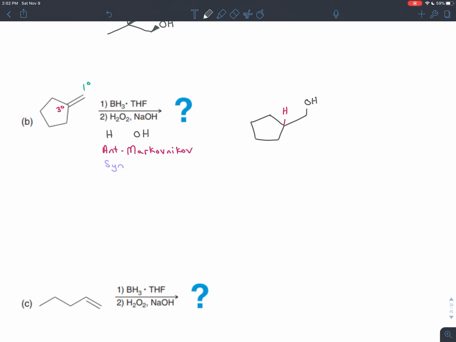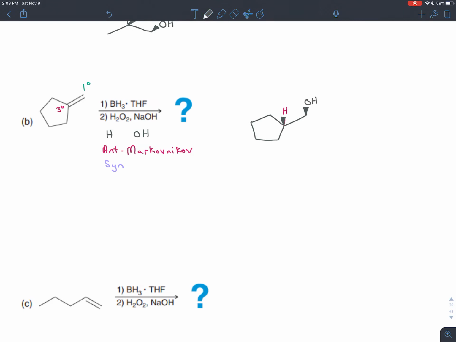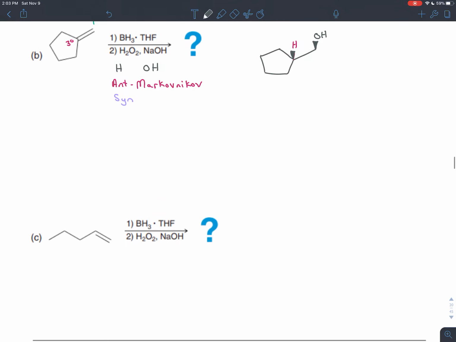Now we don't have any chiral centers forming here, but just to emphasize the fact that they're syn, I'm going to have them both adding on the same face of the double bond. If there were chiral centers, you would want to include the enantiomer. That would be where they're both going away. But here it would be wrong to say plus the enantiomer because there are no chiral centers, so you can't have an enantiomer.